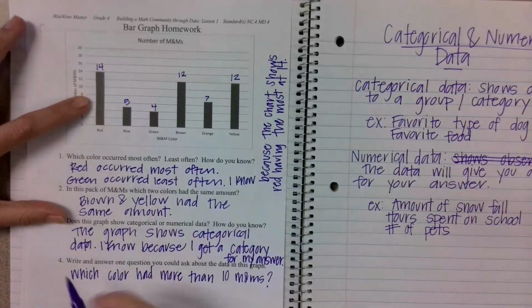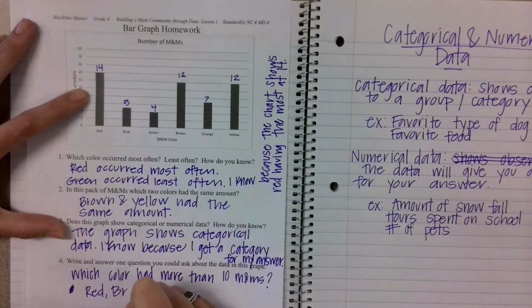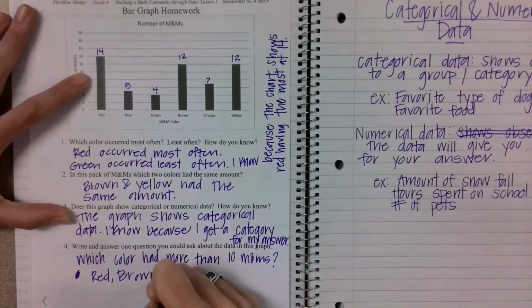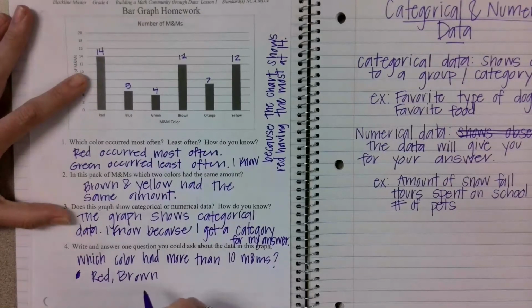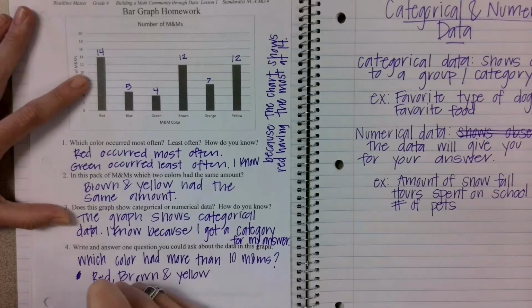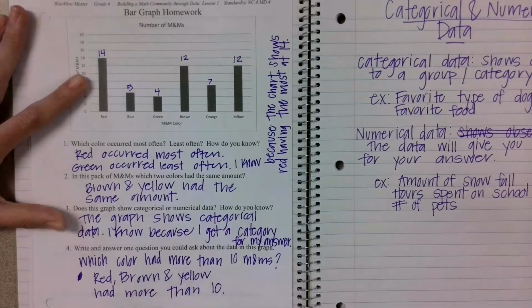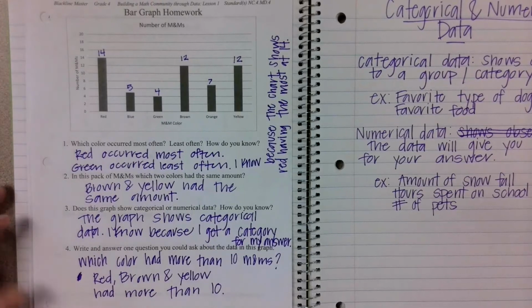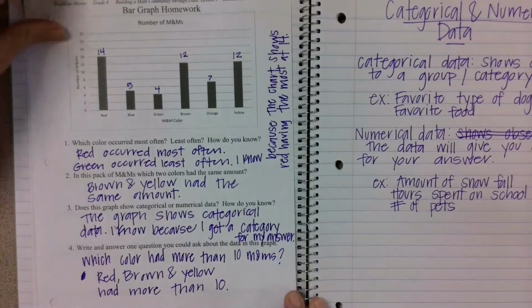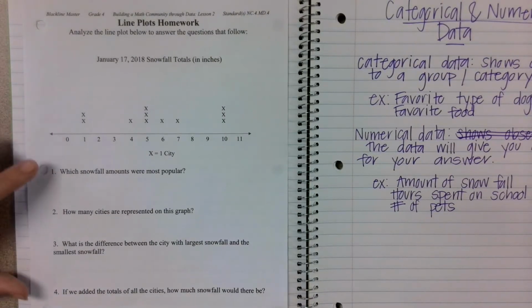Okay, so I can see red, brown, and yellow had more than 10. And you can see my answer is a category. Okay, so now I'm going to move on to number 9. This shouldn't take too long.